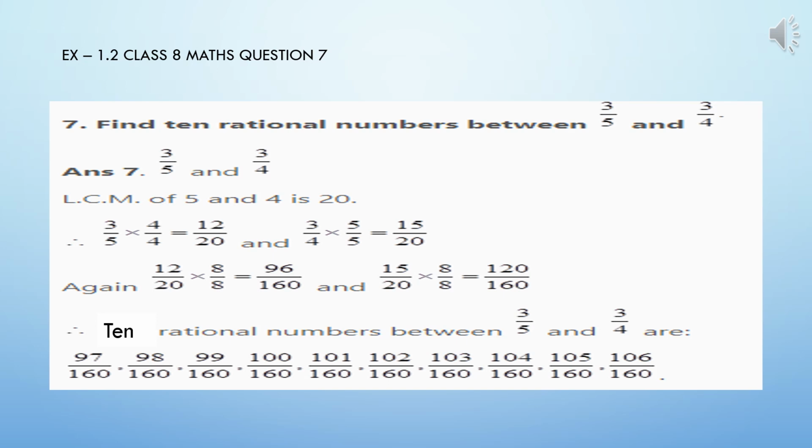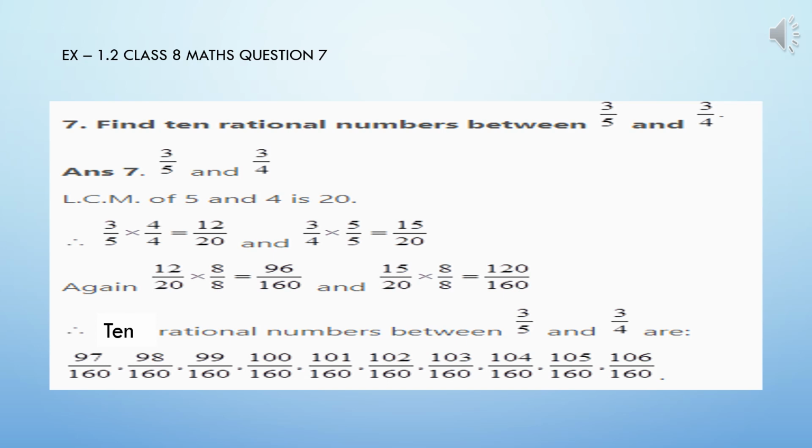Question number 7. Find 10 rational numbers between 3 upon 5 and 3 upon 4. Here denominators are different. So firstly, we will form the same denominator by taking the LCM of the denominators. Therefore, the LCM of 5 and 4 is 20. Now we multiply 3 upon 5 by 4 and 3 upon 4 by 5, because 20 divided by 5 is 4 and 20 divided by 4 is 5.